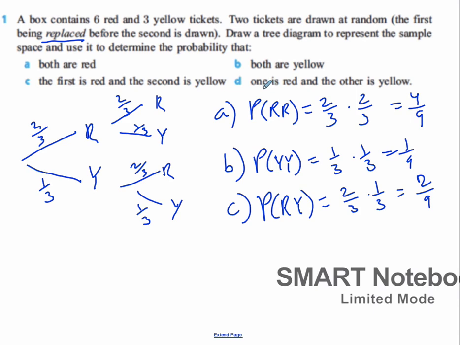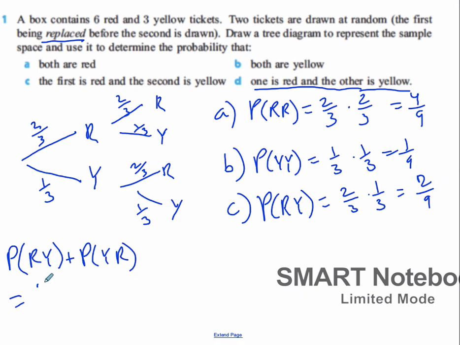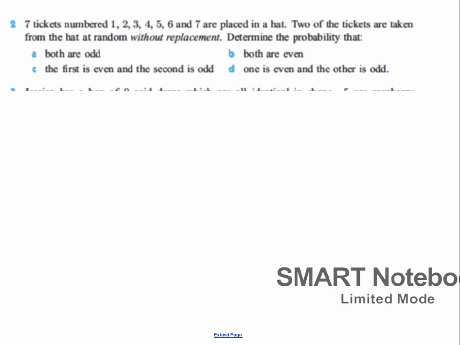And lastly, one is red and the other is yellow. So that is the probability of red-yellow plus the probability of yellow-red. Okay, so we've got to add those two branches together. Red-yellow is what we had from before, 2/9, and yellow-red is the same thing as 1/3 times 2/3, which is also 2/9. So 2/9 plus 2/9 is 4/9, so about 44%.